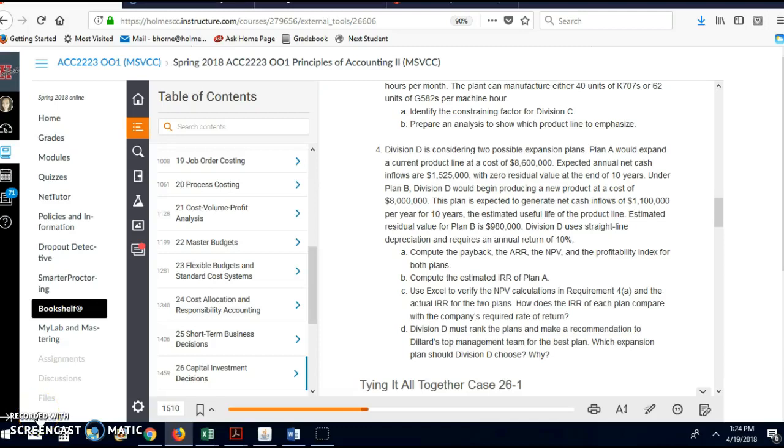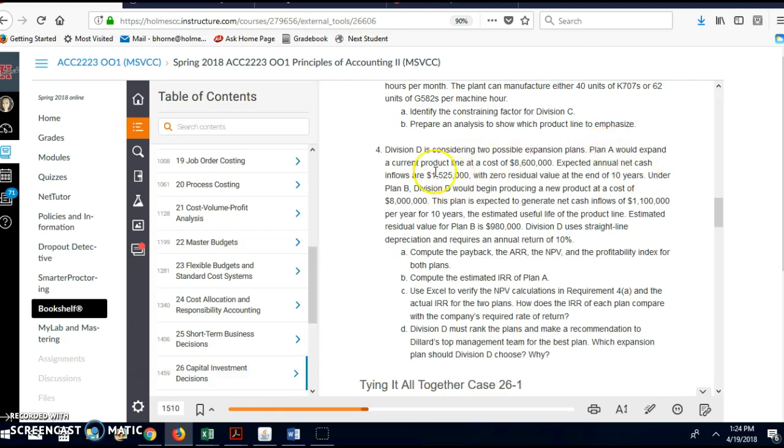Okay, we're looking at requirement 4, and we're going to work 4A. I believe all of 4A is pretty lengthy, more so for me because I had to prepare the spreadsheet, so hopefully it won't take us long to get through it.